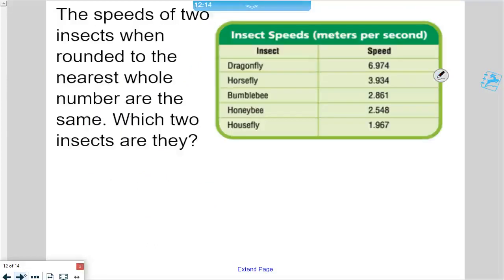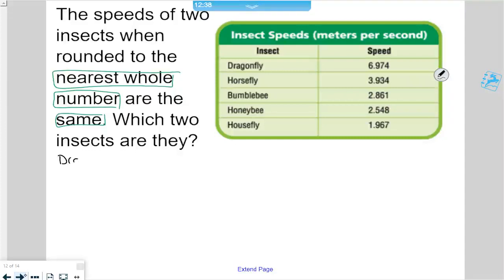All right. The speeds of 2 insects when rounded to the nearest whole number are the same. Which 2 insects are they? Well, nearest whole number are the same. Okay, so we've got to figure out all of these.